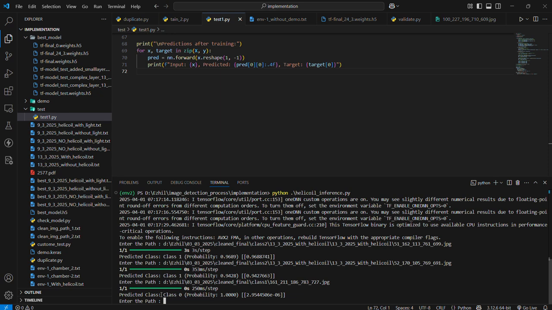The image is a class 0 image, which means no helicoil is present inside the coil, so it is set as class 0.